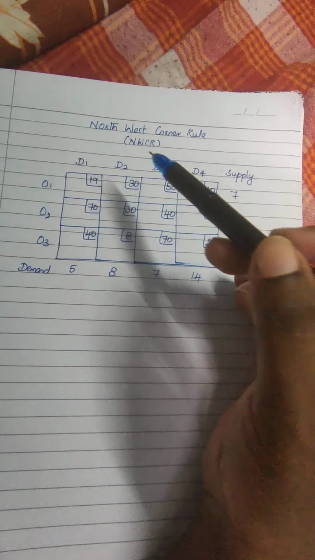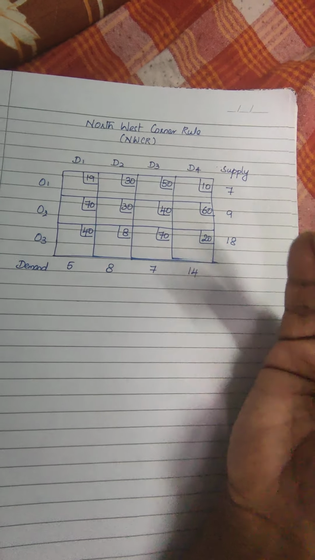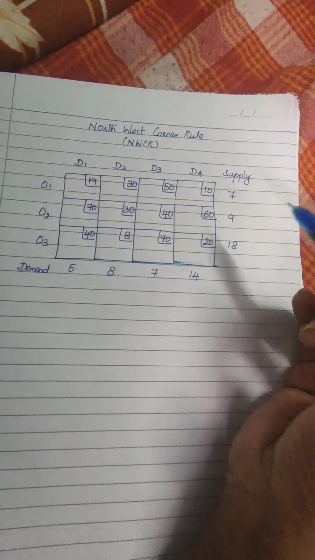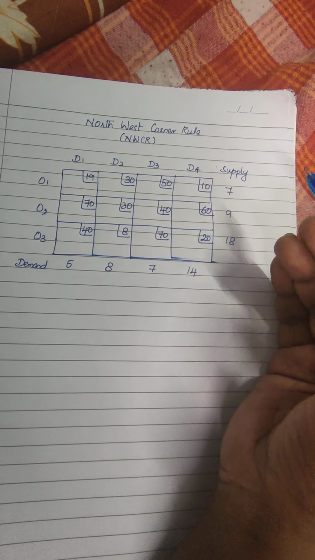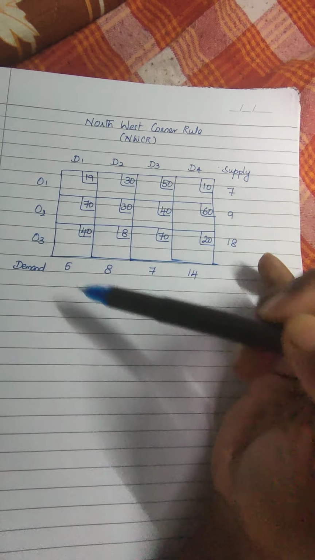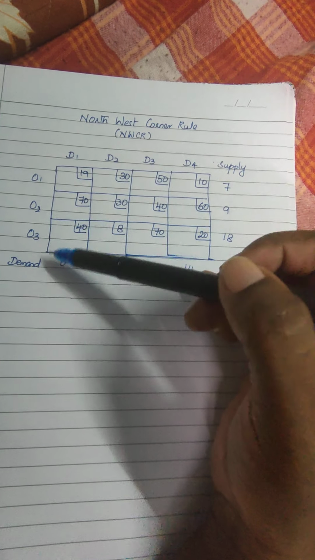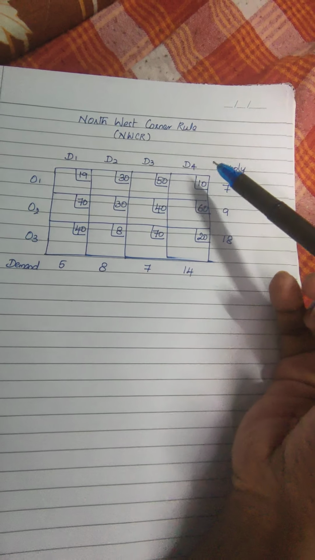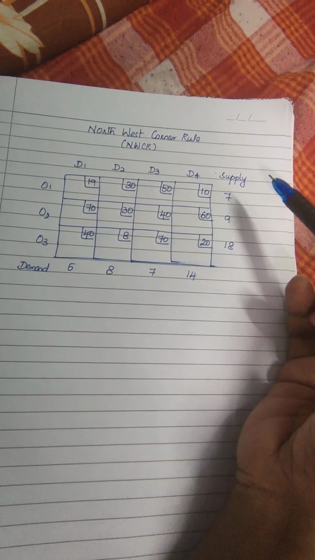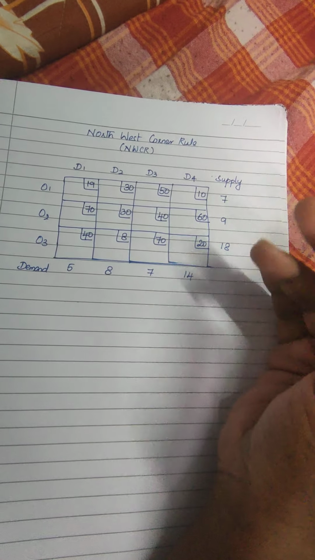Okay, now we are going to see the northwest corner rule. This is one of the easiest of all the initial basic feasible solution methods. It's a transportation problem where you have supply and demand. There are three origins and four destinations. This method is one of the easiest in transportation to find the IBFS.